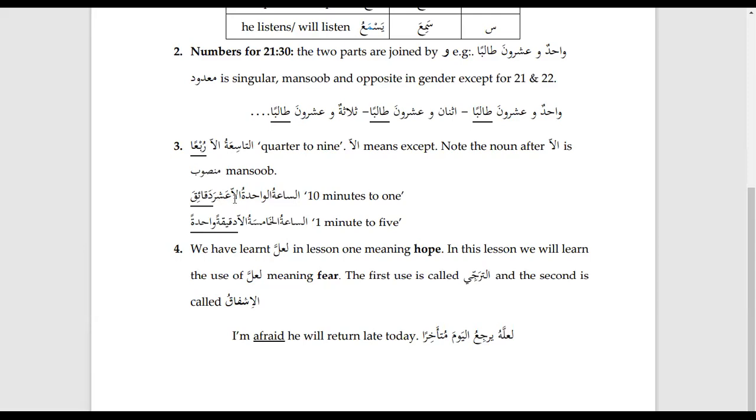So we will use illa, and then after that we can say rub'an and illa thuluthan, if you remember, 20 minutes to 9 o'clock. After illa, every noun or only in case of time? No, there is a debate about it, like when we learn in book number 3, but normally after illa, the noun is mansub, if we don't have a negative before illa.